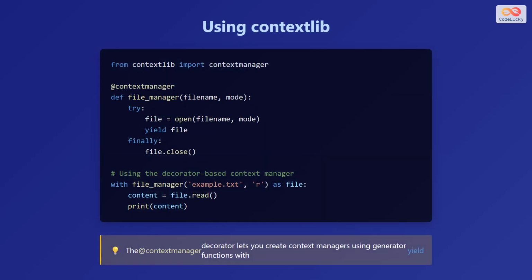Let's discuss the contextlib module. We import the contextmanager decorator from the contextlib module. We define a function called file_manager that takes the file name and mode as arguments. Inside the function, we use a try finally block to ensure that the file is closed, even if an error occurs. We use the yield keyword to return the file object. Using the decorator-based context manager, we open the file using the file_manager function with the with statement, which automatically assigns the file object to the variable file. Within the with block, we read and process the file content. The @contextmanager decorator lets you create context managers using generator functions with yield.